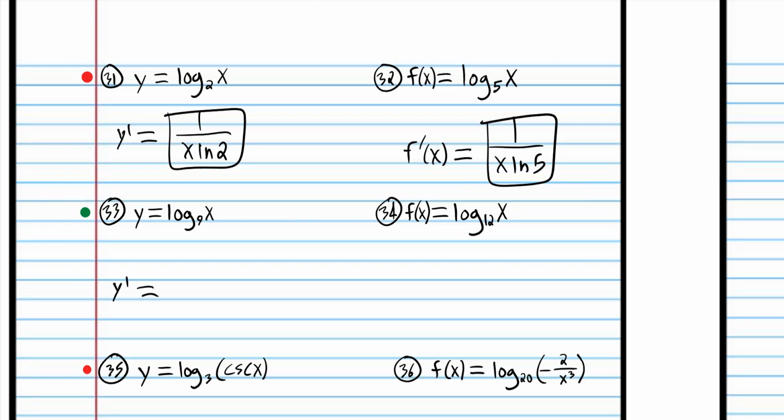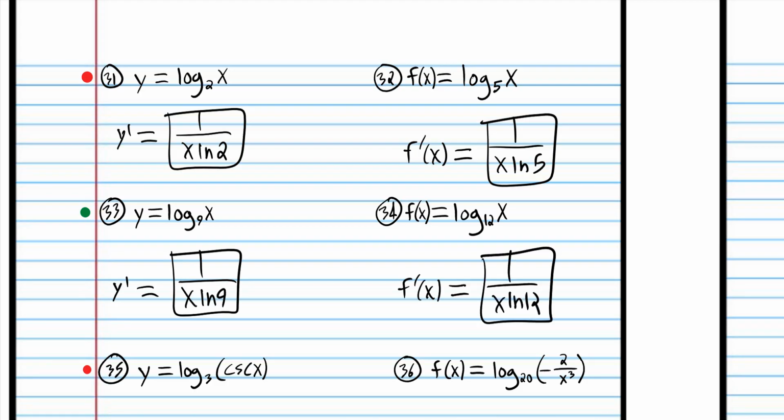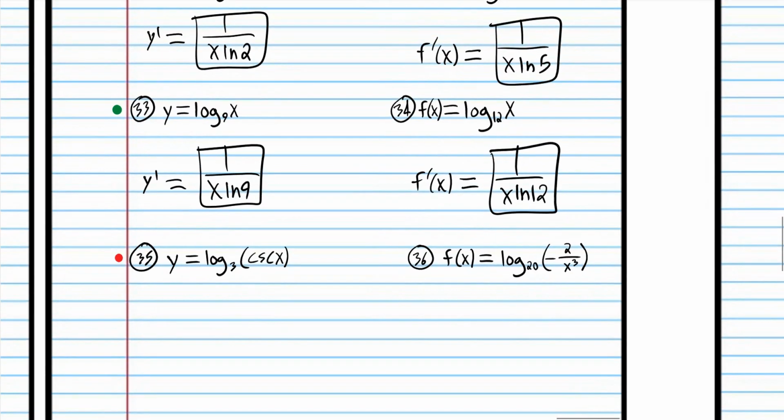All right, we're back. So if you got 1 over x times natural log 9, good job. Try number 34. When you come back, we'll do it together. All right, we're back. So if you got 1 over x times natural log 12, excellent. So again, those formulas are very easy to use. But what if you need to use the chain rule?